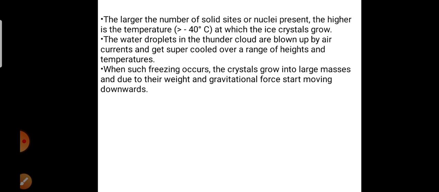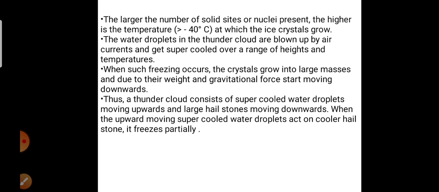The water droplets in the thunder cloud are blown up by air currents and get supercooled over a range of heights and temperatures. When such freezing occurs, the crystals grow into large masses and, due to their weight and gravitational force, start moving downwards.